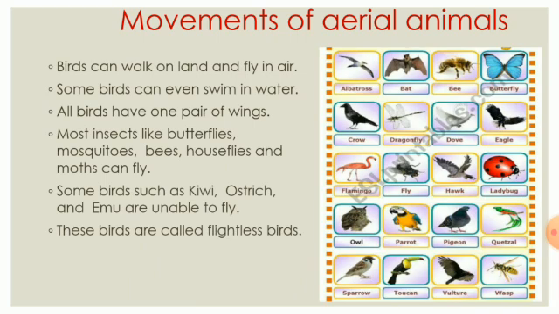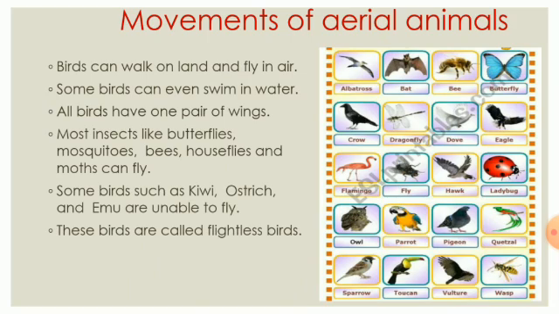The great big example for an aerial animal is the bird. Birds can walk on land and fly in air. Some birds can even swim in water. Birds like crane and duck can swim in water. All birds have one pair of wings. Whenever we hear the word bird, we associate them with wings, right? So they have one pair of wings.